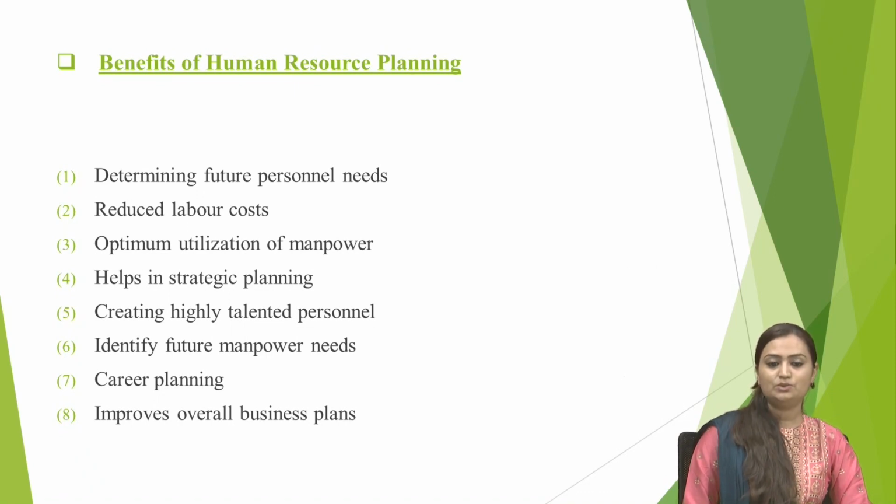Next is related to strategic planning. So after knowing the objective of the company and the strengths and weaknesses, the company will have a clear knowledge about the process and about the changes that are required for the fulfillment of objectives, which will help to create a kind of strategy that would be most appropriate for the current situation and current point of time. Next is related to creating highly talented personnel.